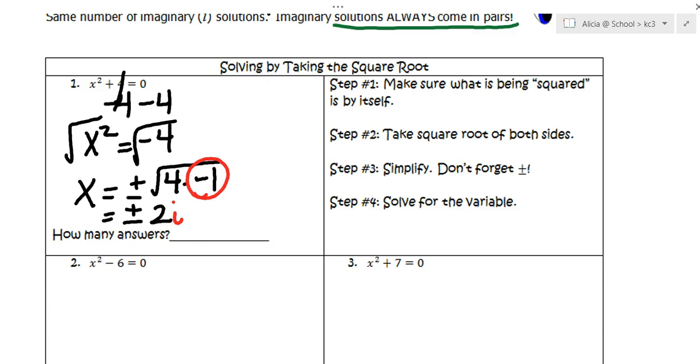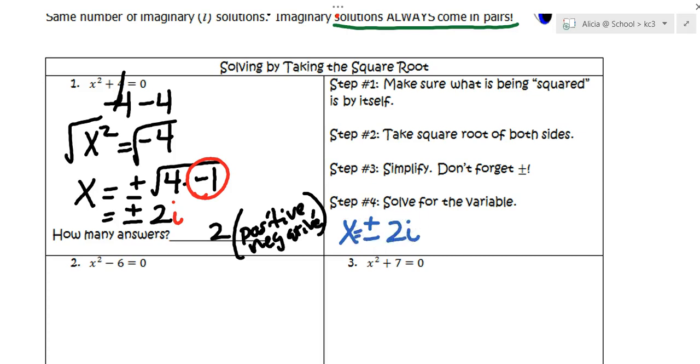So how many answers? We have 2 answers, right? There is a positive and a negative answer. So 2. 1 is positive, 1 is negative. And what I mean by that is that looking at these answers, I have x equals plus or minus 2i. What that means is that I have a positive 2i and I have a negative 2i. Right? That plus or minus sign means that there are 2 answers.